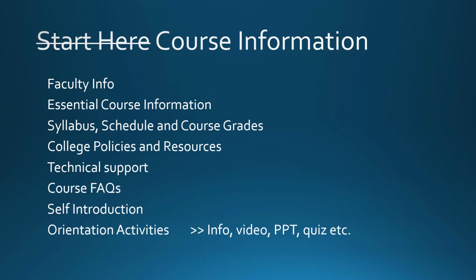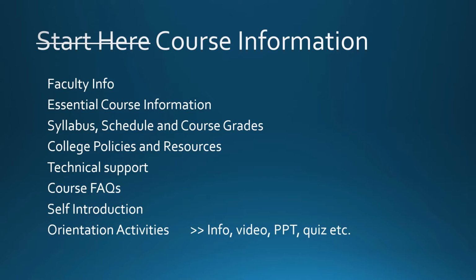And so as we look at the normal outline of things that should be in a Start Here section, we can see that normally you would have faculty information, something about yourself, kind of introducing yourself. You would have essential course information, things like textbook information, other materials that you might need, a syllabus schedule and course grades section, a section on college policies and resources, a section on technical support, followed with course facts or frequently asked questions, a self-introduction, and some kind of orientation activity.